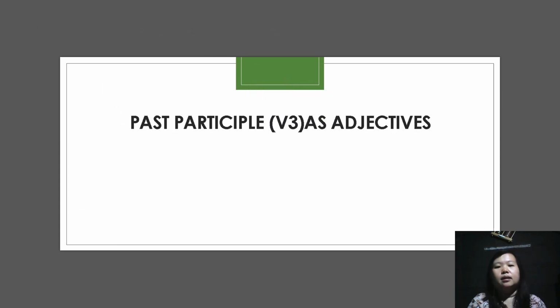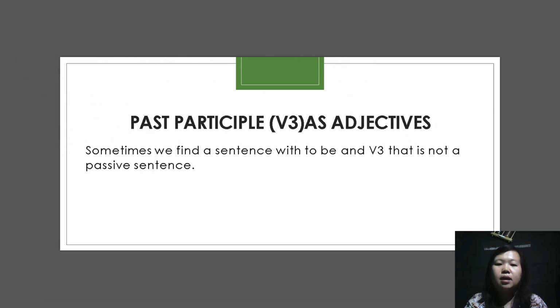And then the last thing about passive is verb 3 as adjective. Sometimes we find a sentence with to be and verb 3 that is not a passive sentence. So you have to be careful in deciding, oh, this one is passive or this one is not.